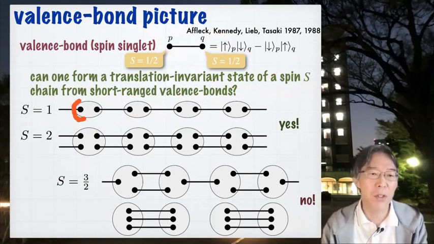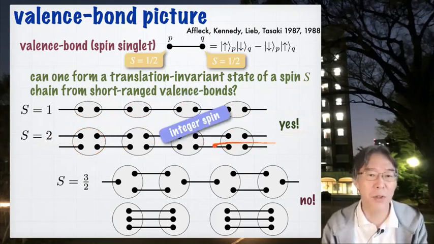So here, this is a single site. You have two spin 1/2s on this single site, and you symmetrize. And then you get a spin 1 state. Here also you have a spin 1 state, spin 1 state. And they are sort of connected by a valence bond, spin singlets. So the answer is yes, you can form a state like this. And for spin 2, yes, in this case, you want to have 4 spin 1/2s on each site, and you can do like this. Okay, so the answer is yes for integer spins.